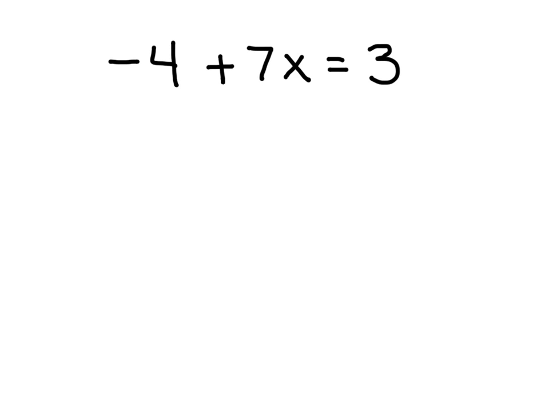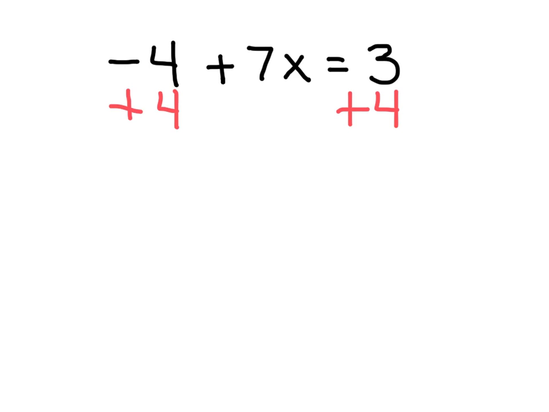Okay, here we have another two-step equation. Again, our variable x is being multiplied this time by the number 7, and then negative 4 is being added. We will undo those in reverse order. So what do you think we would do first? If you said add 4 to both sides, you're correct. We would undo subtracting 4 by adding 4.